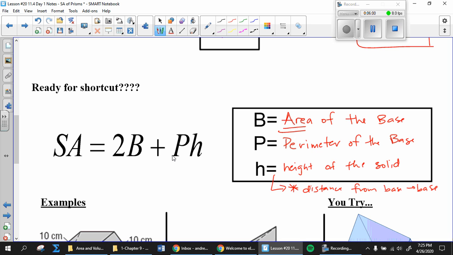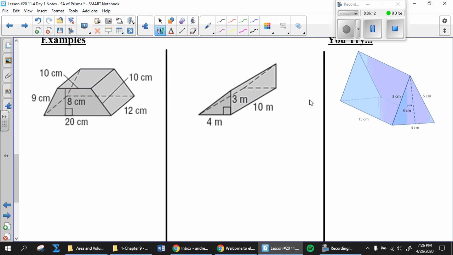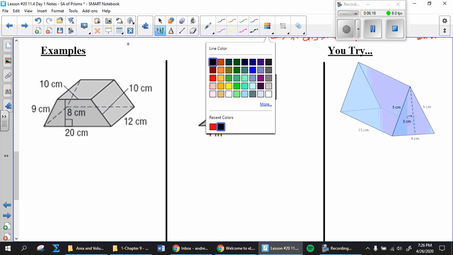So the height's not always going to be from ground to the top. It's going to be the distance from one base to the other base. Okay, and so let's look at these examples down here. All right, so again, remember the formula that we're using to find surface area of a prism. Okay, again, it has to be a prism to do this.